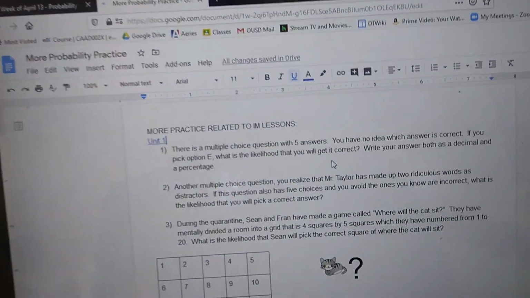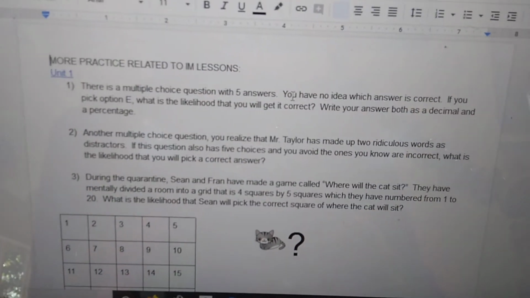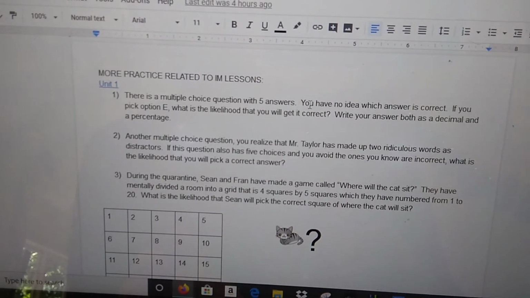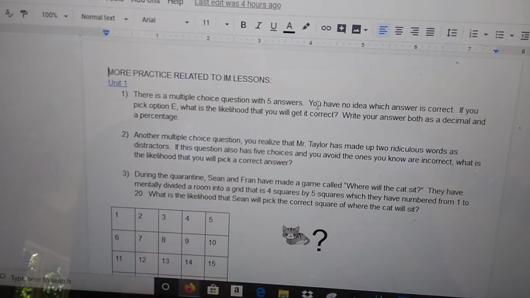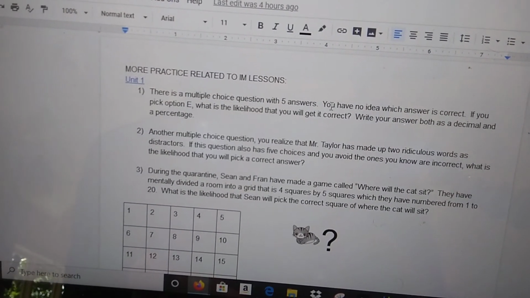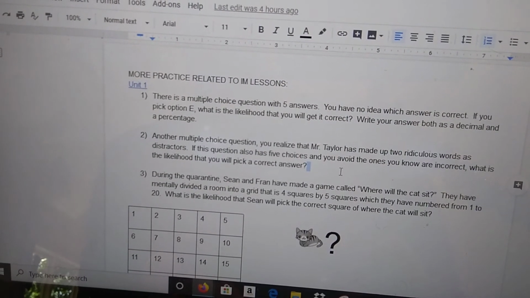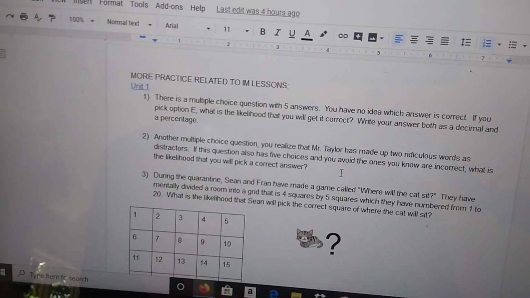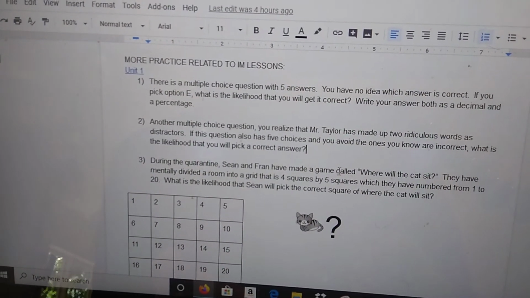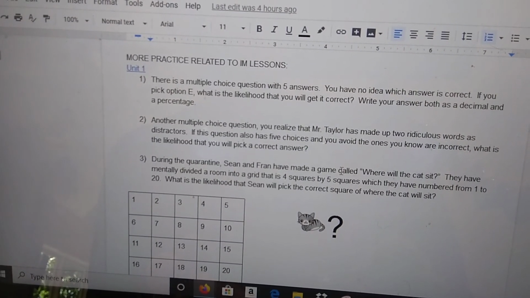So question 1. I'll try to get in as close as I can. There is one multiple choice question with 5 answers. You have no idea which answer is correct. If you pick option E, what is the likelihood that you will get it correct? Write your answer as both a decimal and a percentage. Second question, another multiple choice question. You realize that Mr. Taylor has made up two ridiculous words as distractors. If this question has 5 choices and you avoid the ones you know are incorrect, what is the likelihood that you will pick a correct answer?